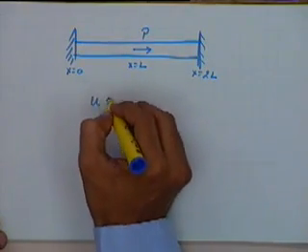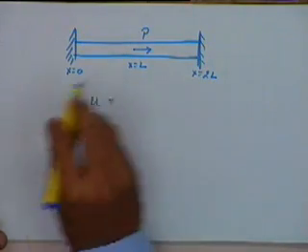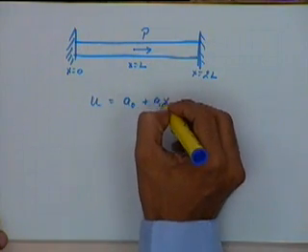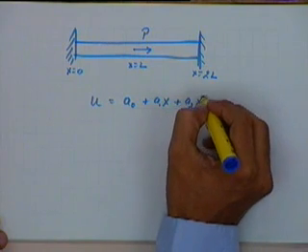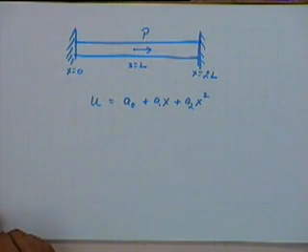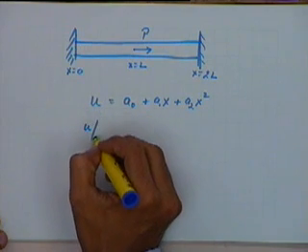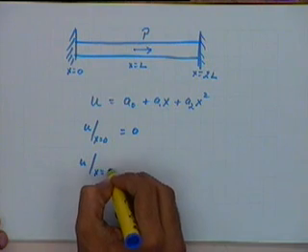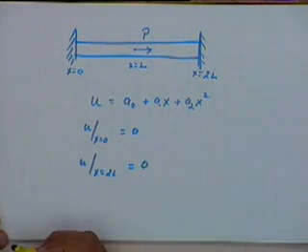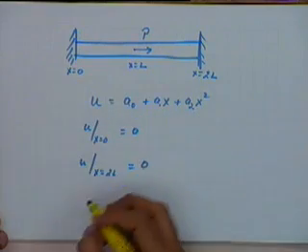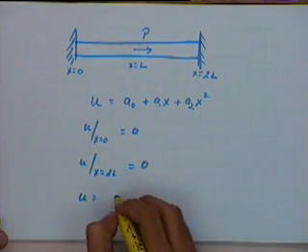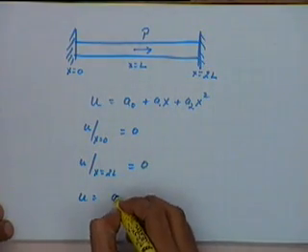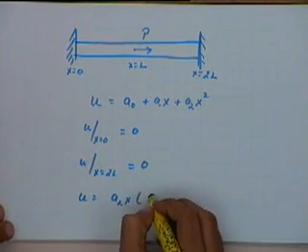Now if we say u, that is the deformation in the x direction, again we will assume it to be a0 plus a1 x plus a2 x squared. Again we will say u at x equal to 0 is equal to 0, and u at x equal to 2L will also be equal to 0. By the same method we will get u to be a2 into x minus 2L.